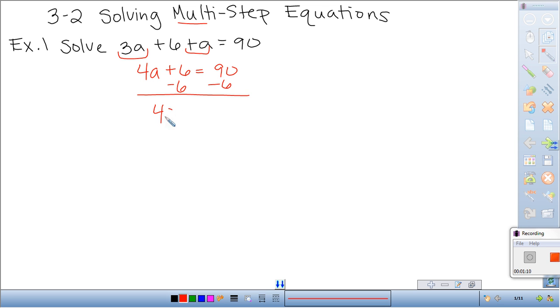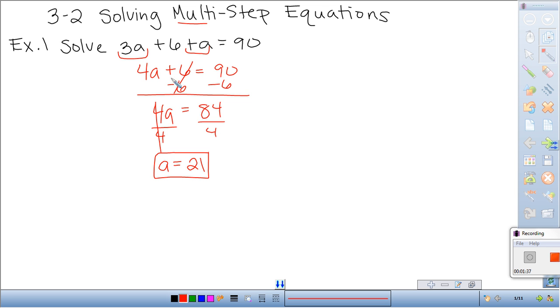Bring down 4A, we didn't do anything to it. Plus 6 minus 6, they're additive inverses. Bring down the equals. 90 minus 6 is 84. And finally, the opposite of multiplying by 4 would be to divide both sides by 4. 4 divided by 4 is 1. 1 times A is simply A equals 84 divided by 4 is 21. You can do that off to the side if you'd like. And our answer is 21.